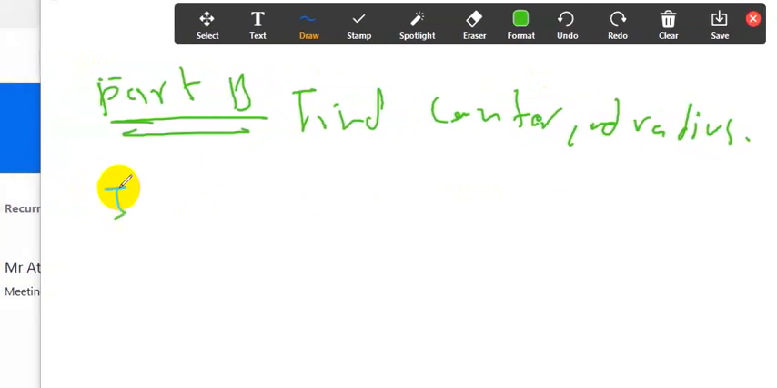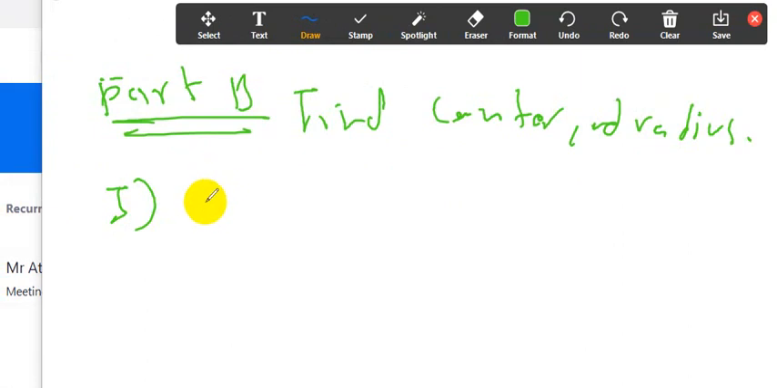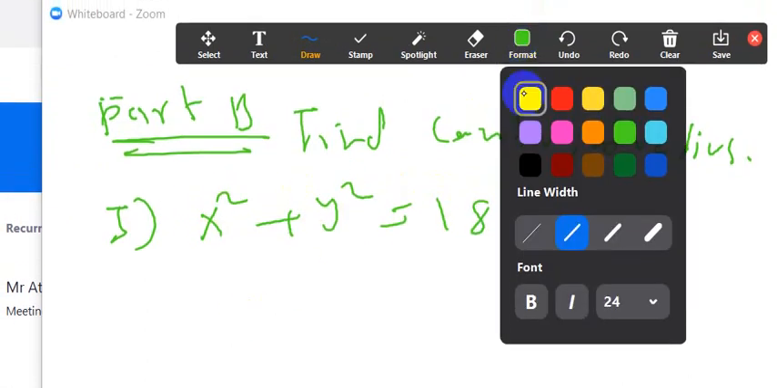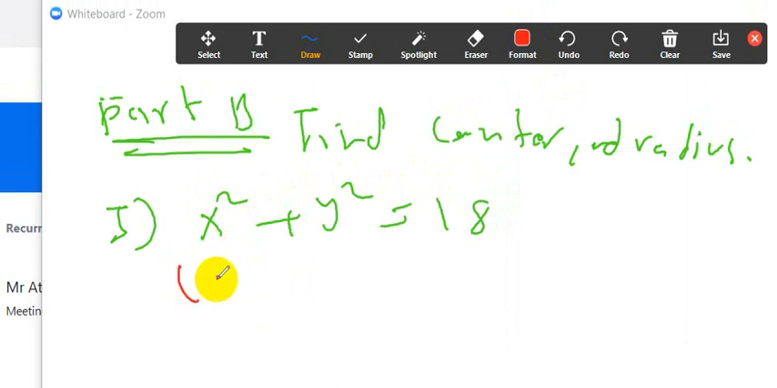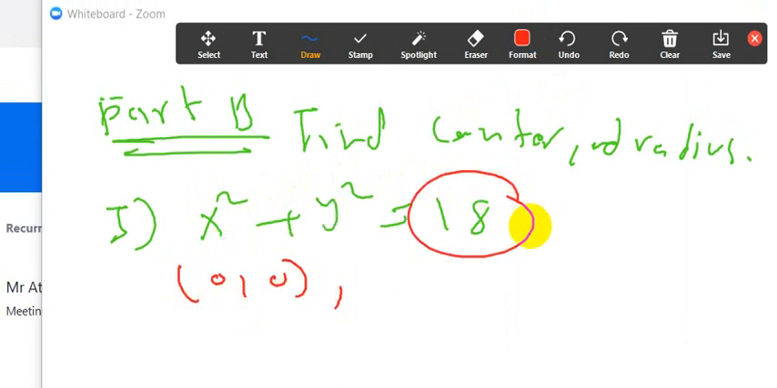Example number 1. We have x squared plus y squared equals 18. How to find the center? x has nothing, it is 0. y has nothing, it is also 0. What is this? This is not r, this is r squared.